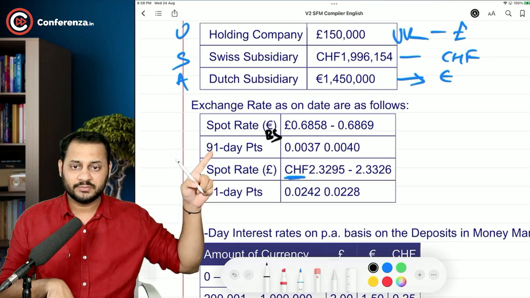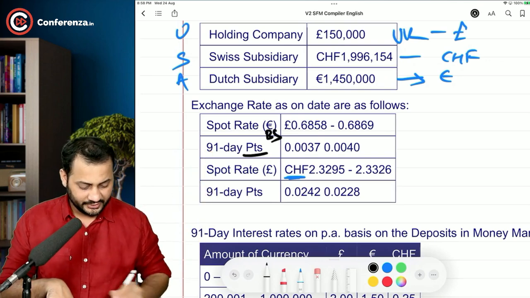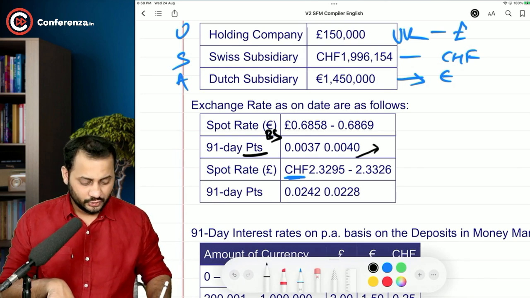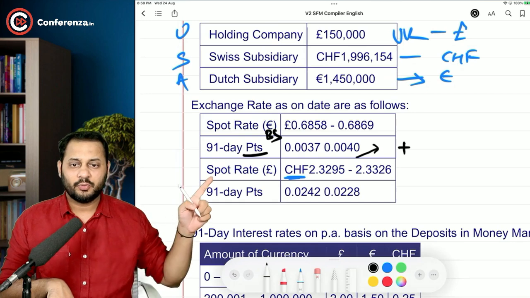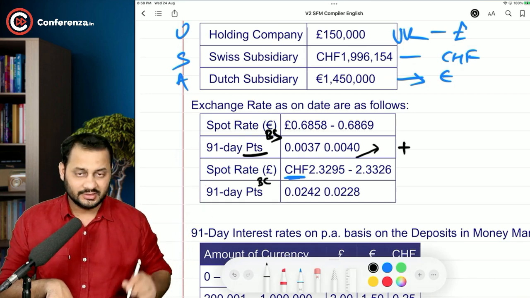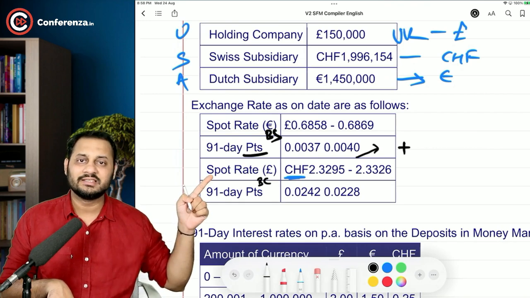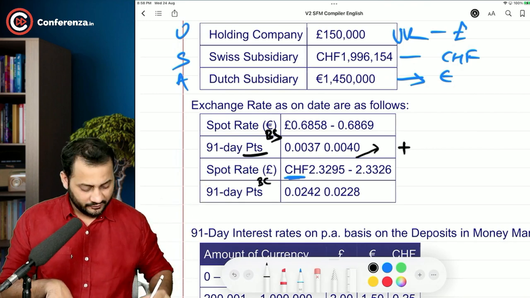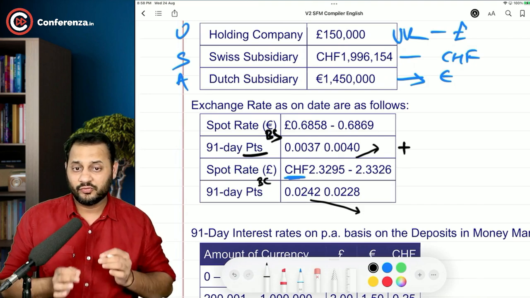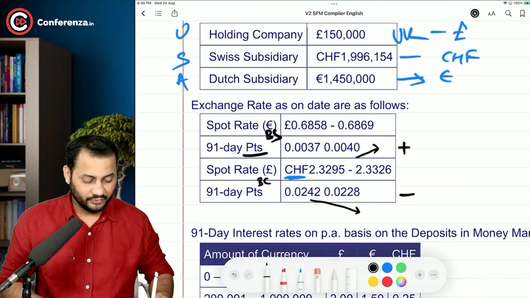And 91 days points are given. PTS means points. These are in ascending order. You can clearly see 37, 40. So we are going to add them. Spot rate for CHF per pound is given. So pound, that is our home currency, is the base currency in this case. And 91 days points are going down. You can clearly see 242 and then 228. So we are going to deduct it.